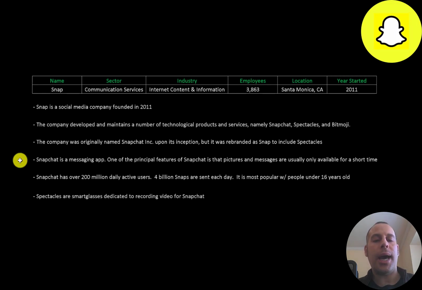Snapchat is a messaging app. One of the main features of Snapchat is that pictures and messages are usually only available for a short time frame. Snapchat has over 200 million daily active users, and 4 billion snaps are sent each day. It's mostly popular with kids 16 and under. Spectacles are smart glasses dedicated to recording video for Snapchat.